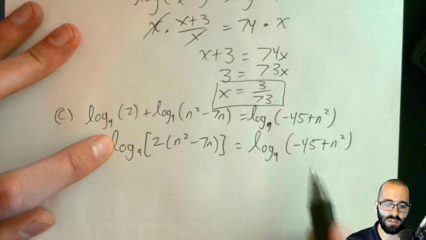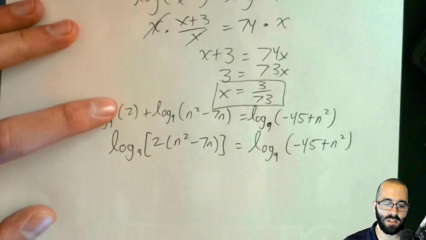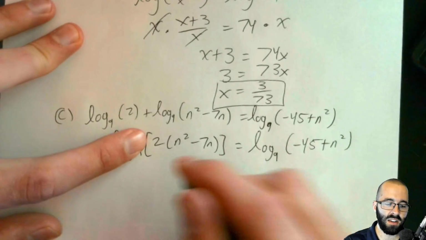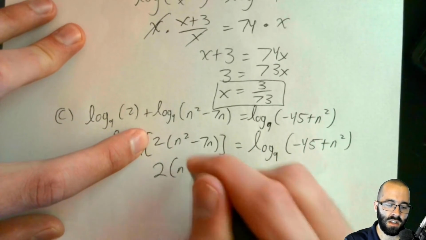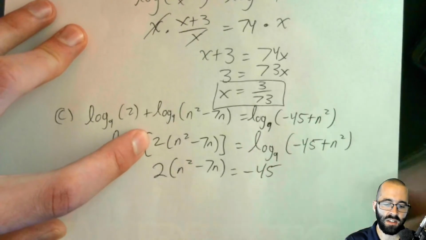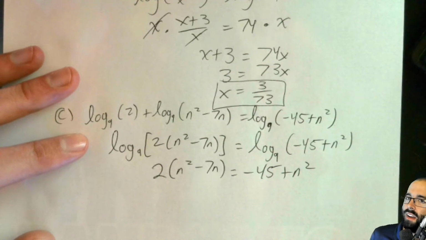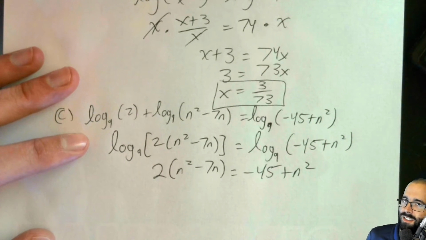Two logarithms equal each other if and only if their insides are equal to each other. So the left-hand side is 2 times n squared minus 7n. The right-hand side is negative 45 plus n squared. We've got to solve this equation. And what kind of equation is it?